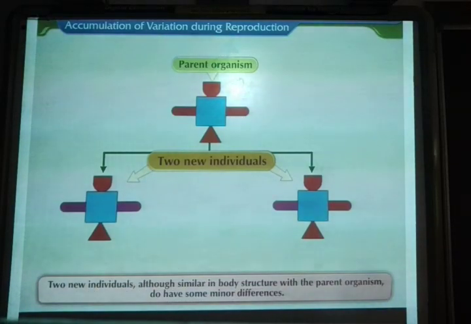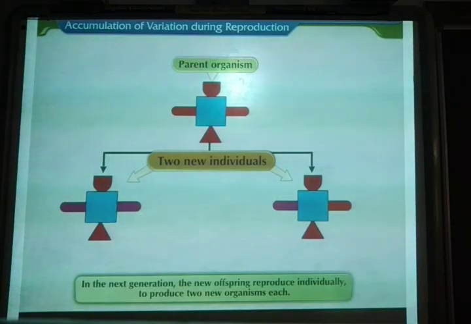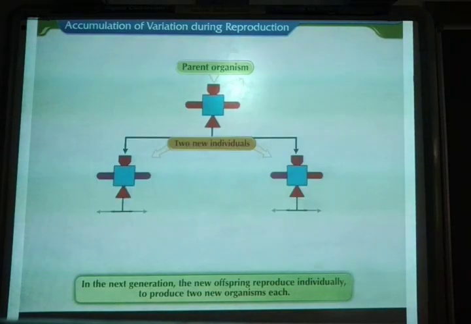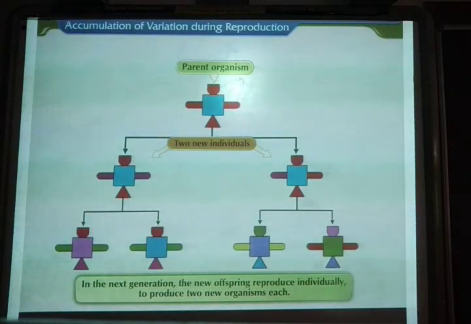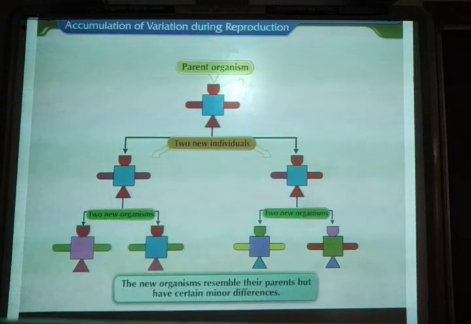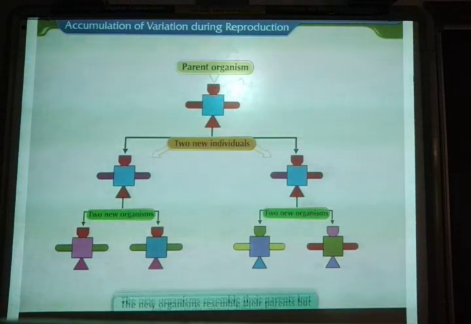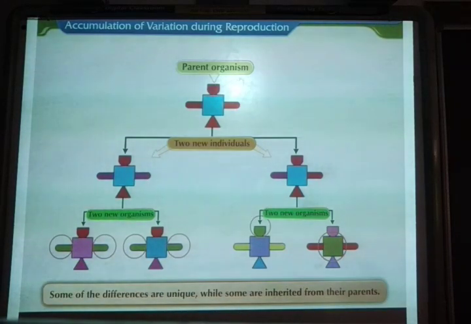These 2 individuals, although similar in body structure with the parent organism, do have some minor differences. Further, in the next generation, the new offspring reproduce individually to produce 2 new organisms each. These 2 organisms also resemble their respective parents, but do have certain minor differences. Some of these differences are unique, while some of them are inherited from their parents.